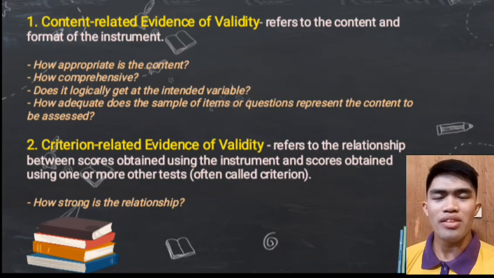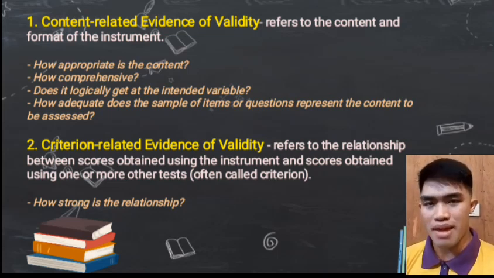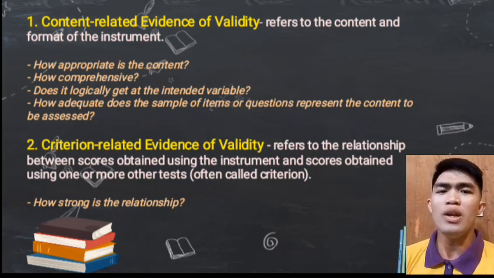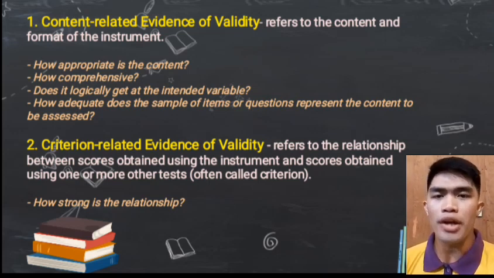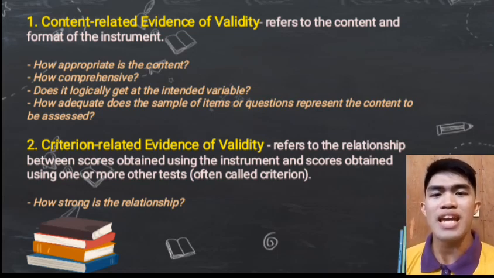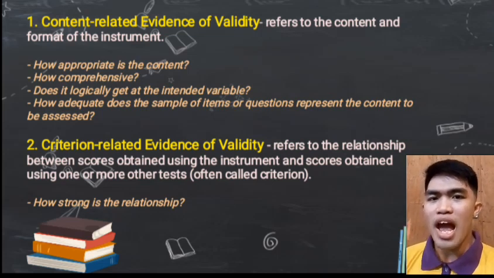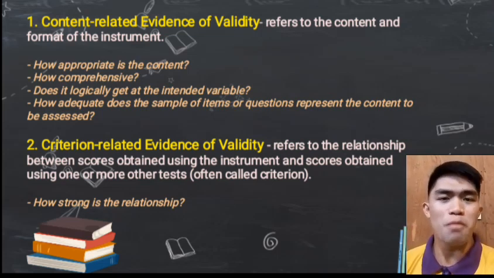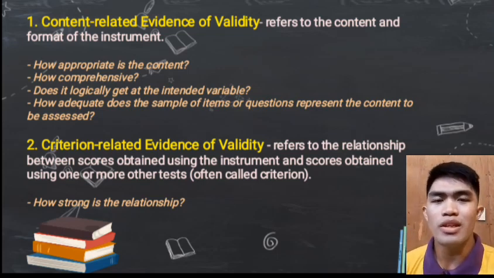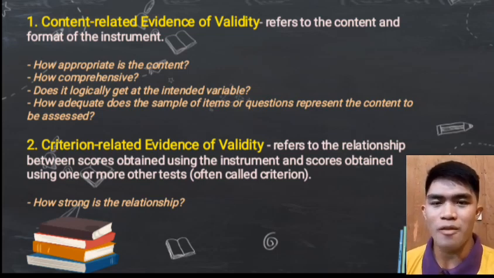First, we have content-related evidence of validity. It refers to the content and format of the instrument. In other words, in content validity, we are looking at or judging the inner part of the test and also the appropriateness and accuracy of the instrument being used and what the teacher is supposed to measure. Moreover, it also pertains to the extent to which the test covers the entire domain of content.